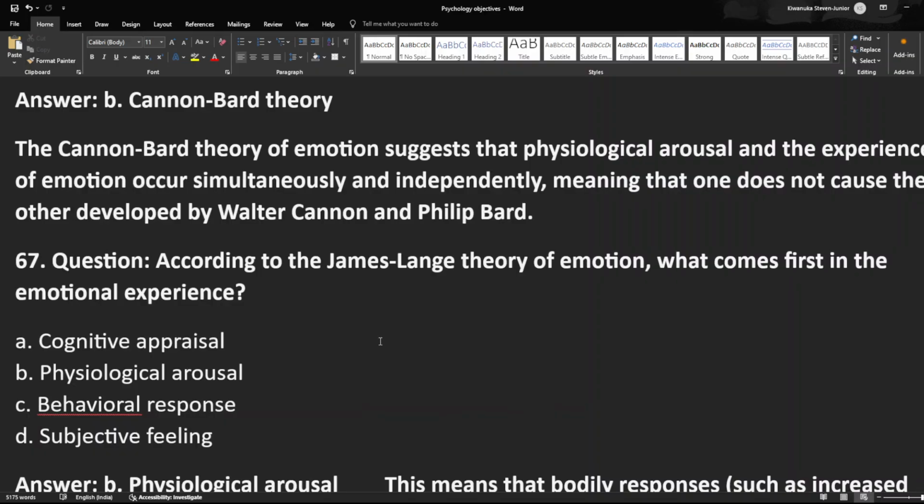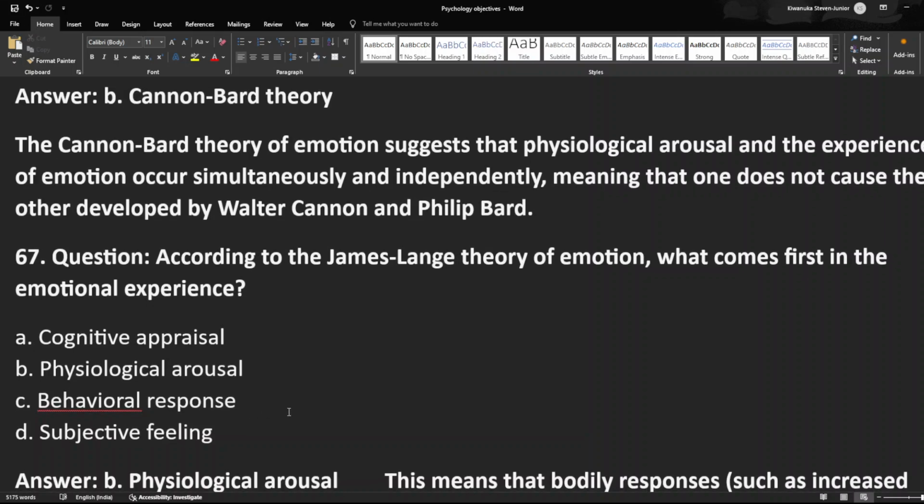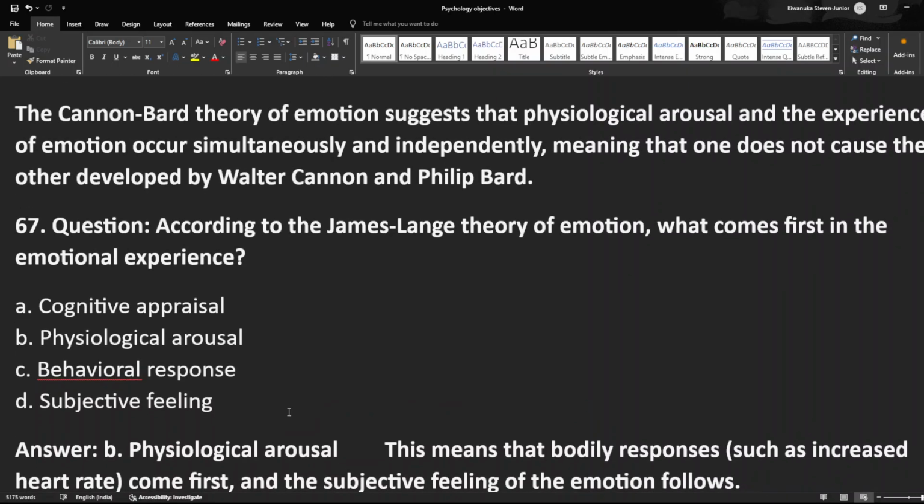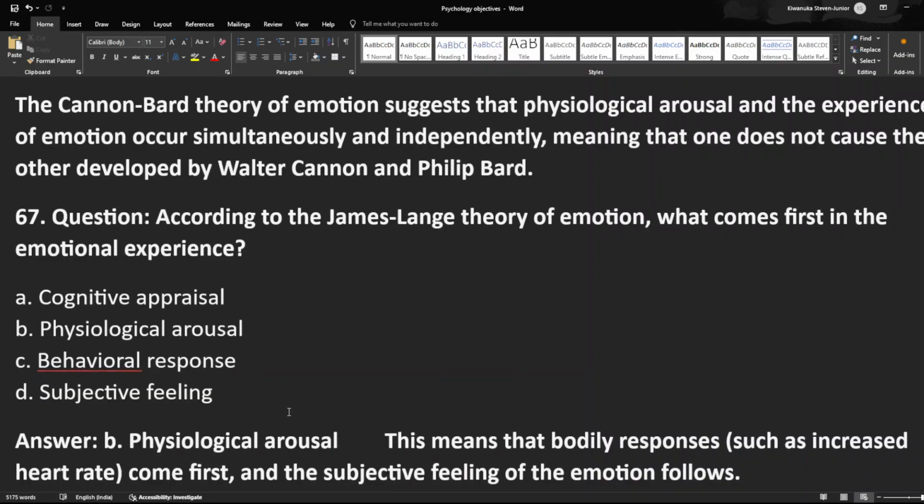According to the James-Lange theory of emotion, what comes first in emotion experience? Cognitive arousal, physiological arousal, behavioral response, or subjective feeling? We see that it is physiological arousal. This means that bodily responses such as increased heartbeat come first, and then the subjective feeling of emotion follows. Let's take a comparison between the feeling of happiness and smiling. What comes first? You smile, you get happy. Here they are saying you first smile, so we take it from this perspective that smiling will make you feel happy.